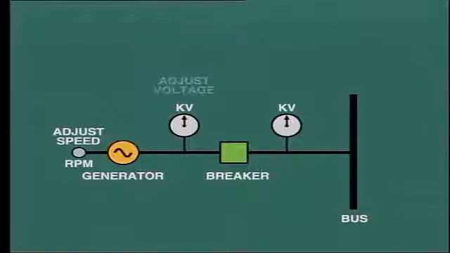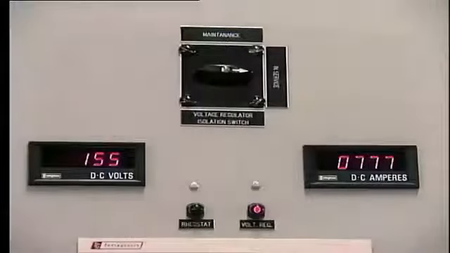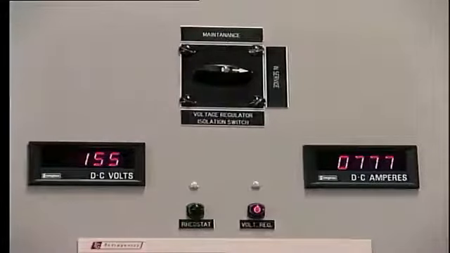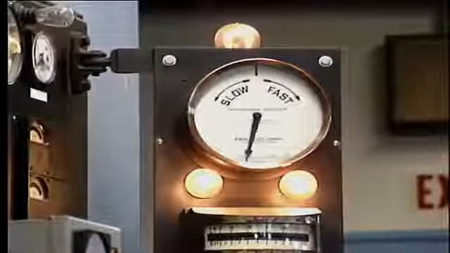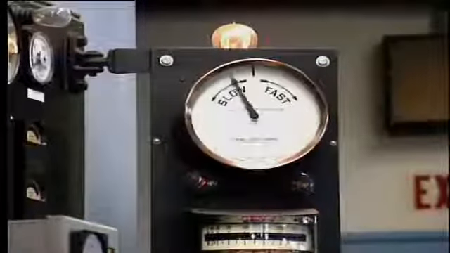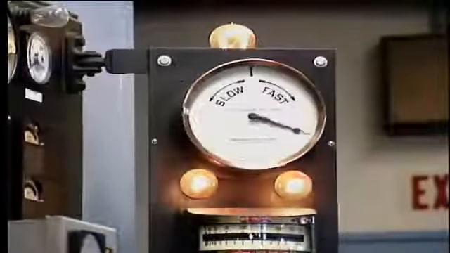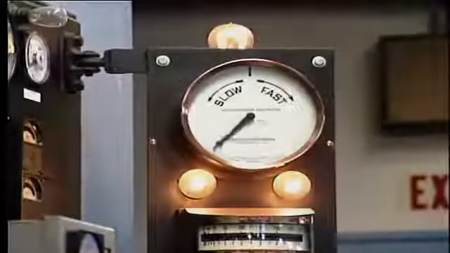Second, the generator terminal voltage must be adjusted to equal that of the bus to which it is being synchronized. This is done by adjusting the excitation. As the strength of the magnetic field is increased or decreased, so will the terminal voltage rise or fall. The third very important factor is that the incoming generator voltage must be in phase with the bus voltage. What do we mean by this?